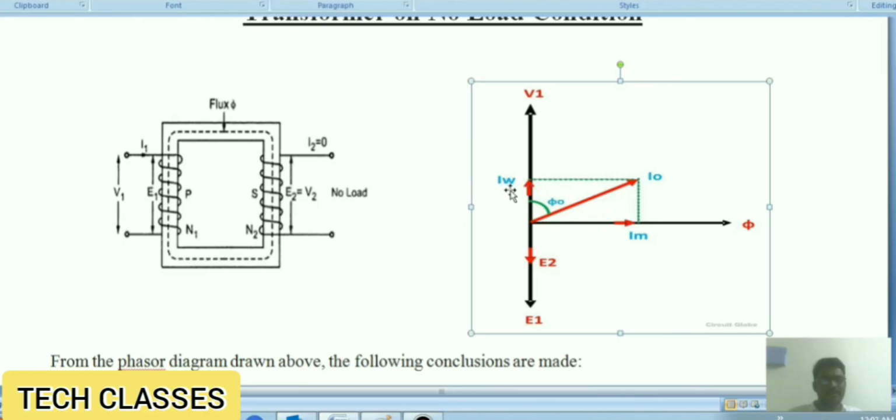Here we have IW, the working component or watt-full current of the no load current. So this can be represented as IW.